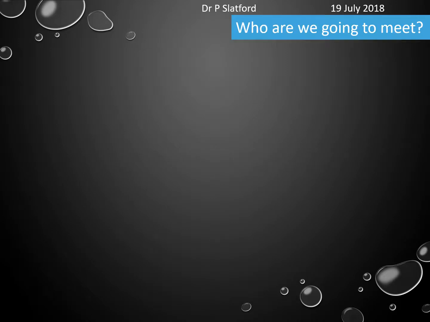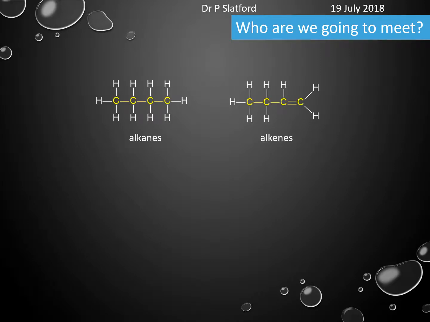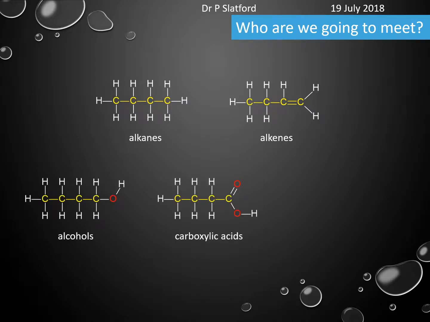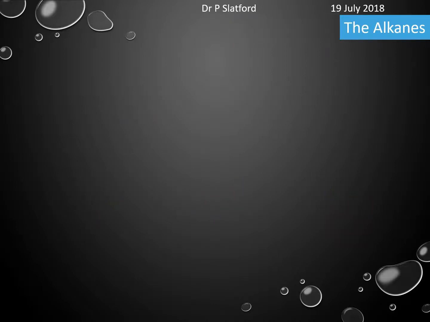Okay, so the ones that we're going to meet here are the alkanes, the alkenes, the alcohols, carboxylic acids, and we're going to very quickly talk about esters as well. Now, let's look at each of these in turn, the first one being the alkanes.